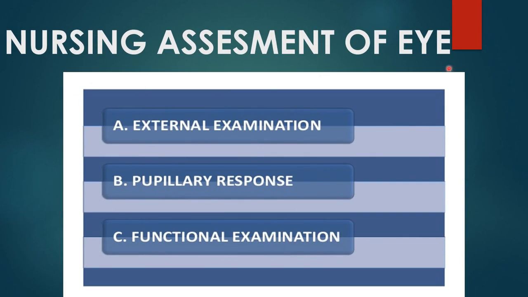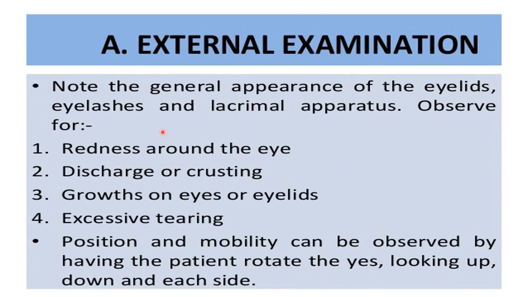Nursing assessment of the eye. First, you need to assess the external examination. Next, pupillary response. Third, functional examination. In the external examination, you need to note all these four components: redness around the eyes, discharge or crusting, growths on the eyes or eyelids, and excessive tearing, that is tears from the eyes.